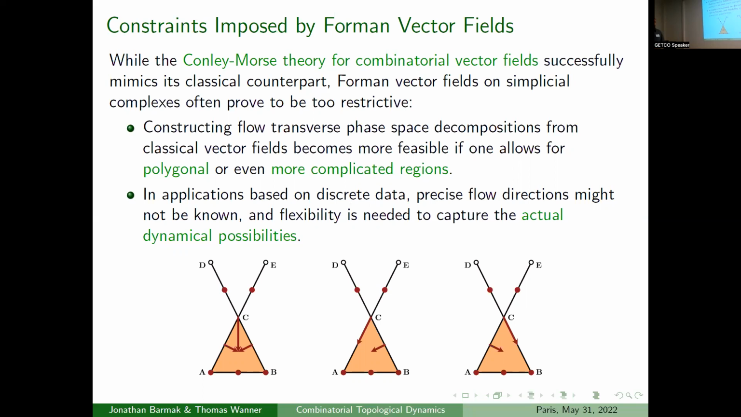You also might have situations where there are just certain parts in your phase space where you can't actually get that flow transversality. So maybe we could leave room for some ambiguity and still make statements about the dynamics by having something that is not a Forman vector field, but maybe a little more general and allows for more dynamical behavior.